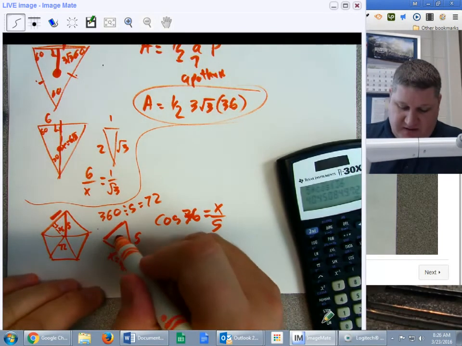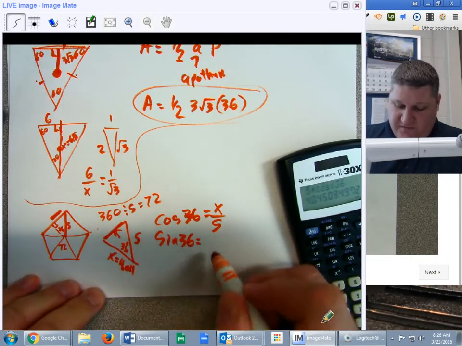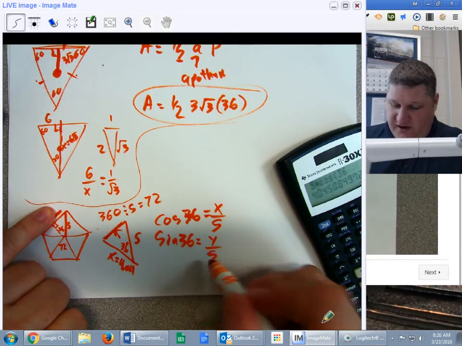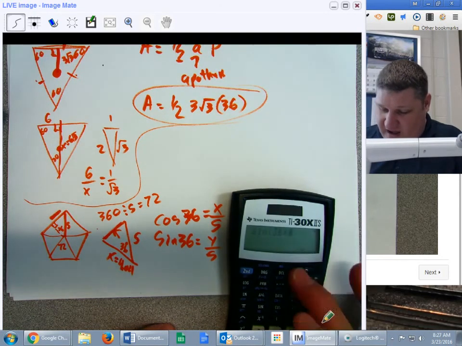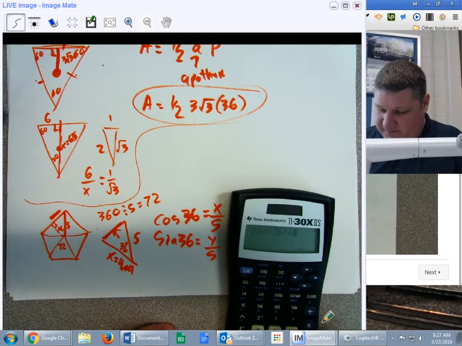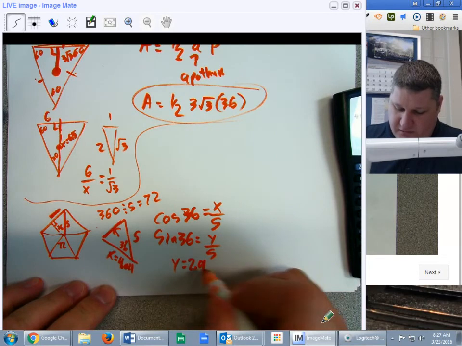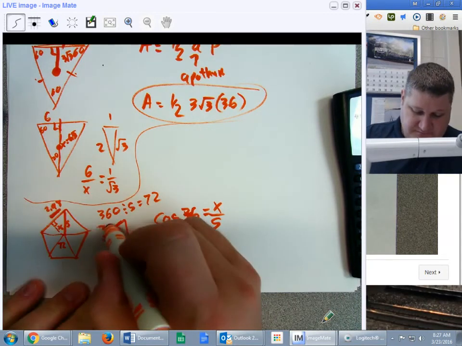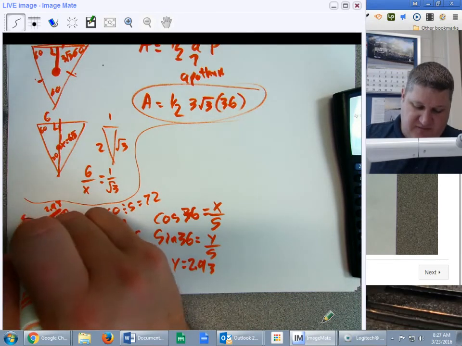Now, I need this side over here because I need to figure out my perimeter. Well, that's going to be opposite and hypotenuse. So sine of 36 equals, I'll call it y over 5. So sine 36 times 5 is 2.93. Y equals 2.93. So if that's 2.93, what's the whole thing? Basically, you're talking 5.8.